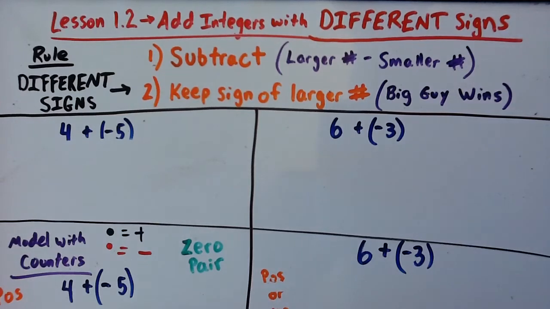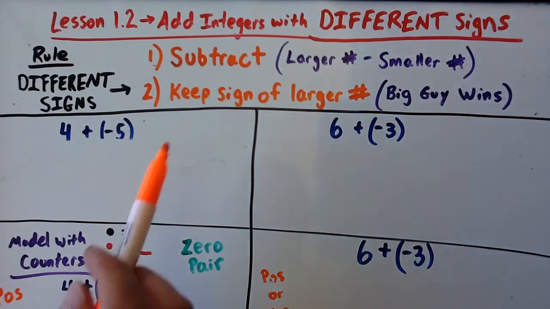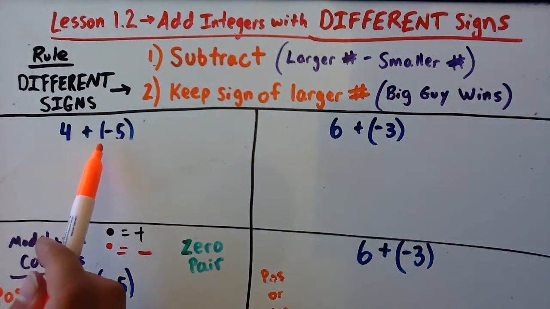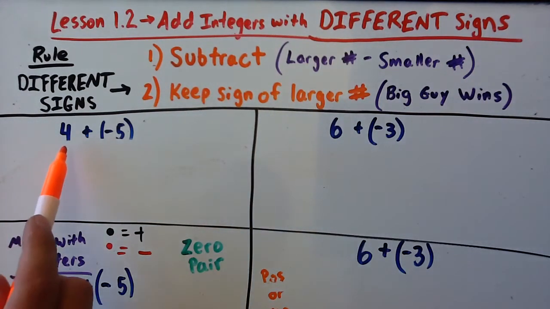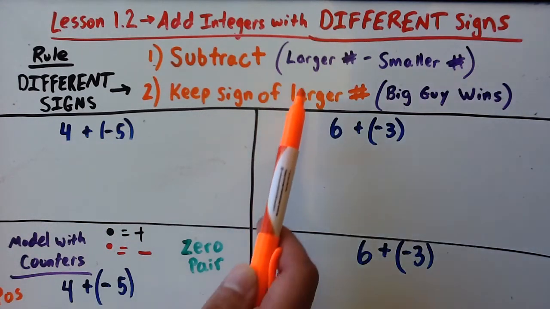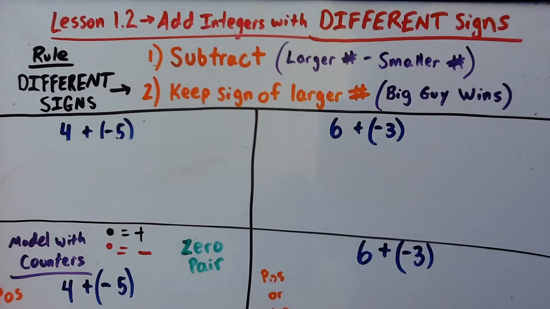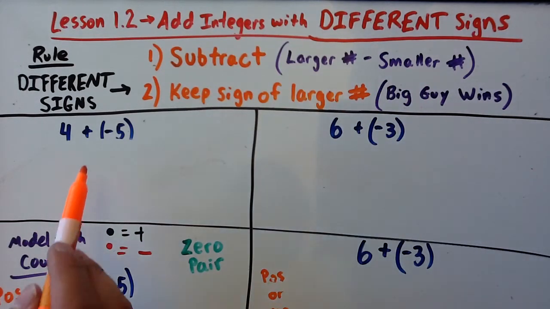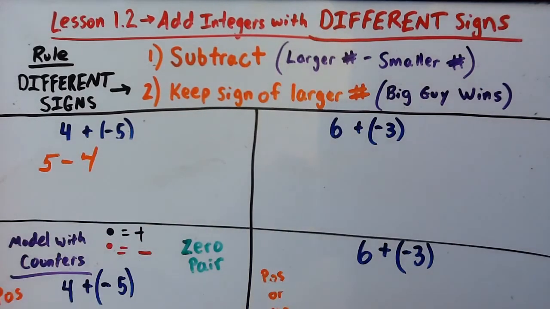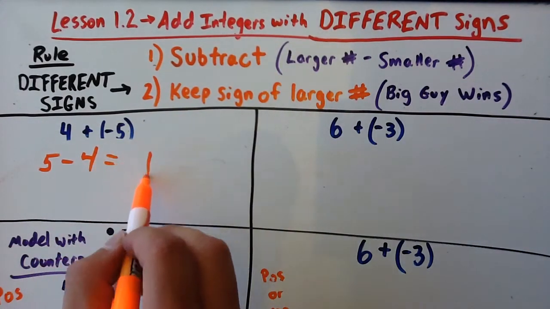When you add integers with different signs, the rule is to subtract and then keep the sign of the larger. If we had 4 plus negative 5 here, 4 is positive and 5 is negative, so they have different signs. So I'm going to subtract. I always subtract the larger number minus the smaller number. So let's ignore the signs. I take the larger number 5 minus the smaller number 4. 5 minus 4 I know is 1.